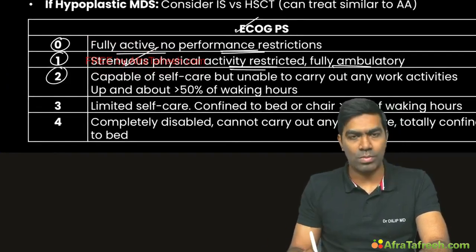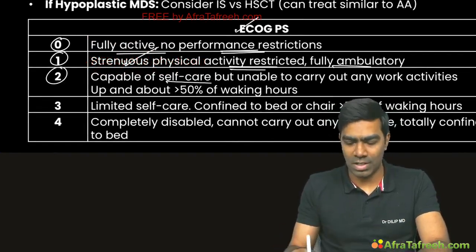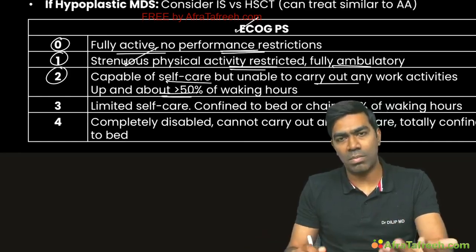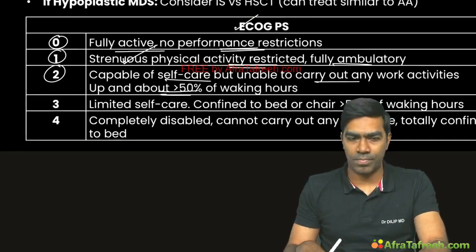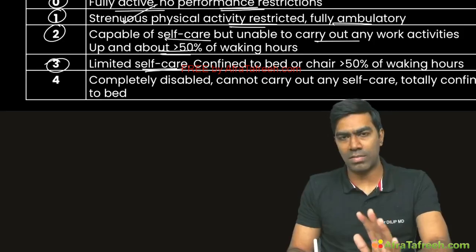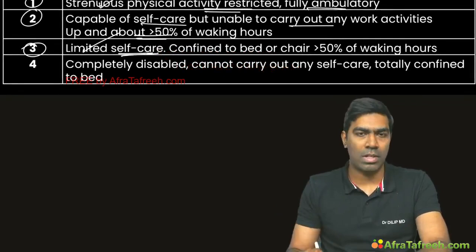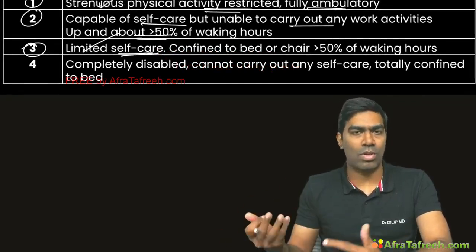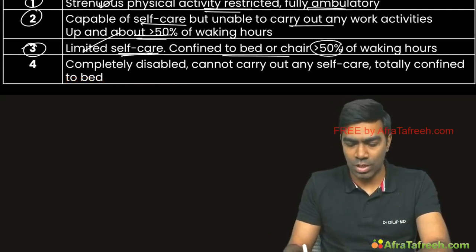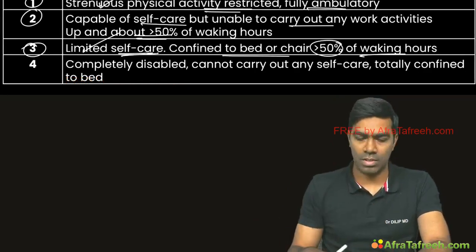If the score is 2, it indicates that the patient is capable of self-care but unable to carry out any work activities, and the patient is up and about more than 50% of the waking hours. If the score is 3, it indicates that the patient is capable of only limited self-care. Certain elements of self-care have to come from the people in the house or probably from the staff nurse, and the patient is confined to the bed or chair for more than 50% of the waking hours, which means they are up and about for less than 50% of the waking hours.